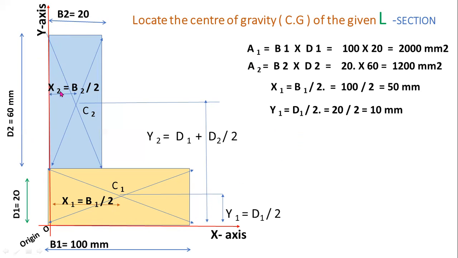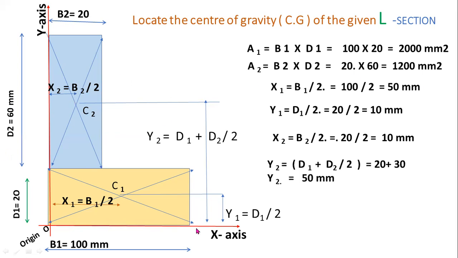In a similar way, x2 equal to base 2 by 2, that is 20 by 2, so x2 equal to 10 mm. y2 equal to d1 plus d2 by 2. d1 equal to 20 mm plus d2 by 2, that is 60 by 2 equal to 30 mm. So 20 plus 30 equal to 50 mm. Okay, x1, y1, x2, y2.